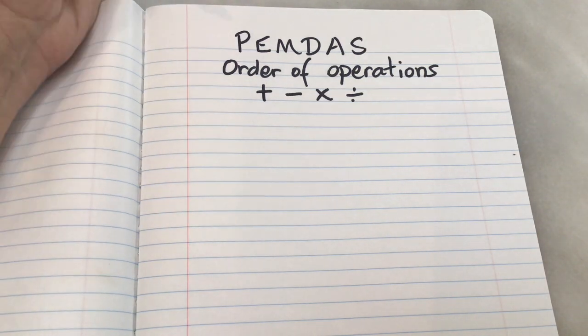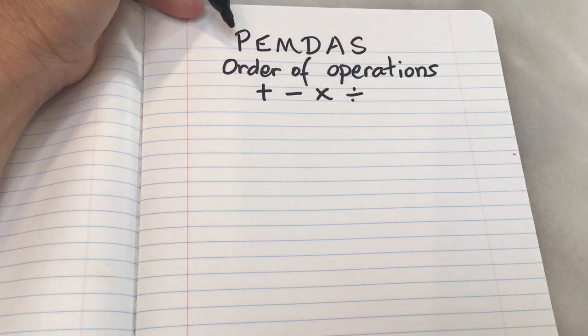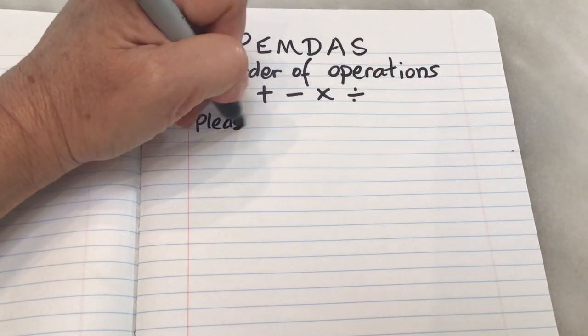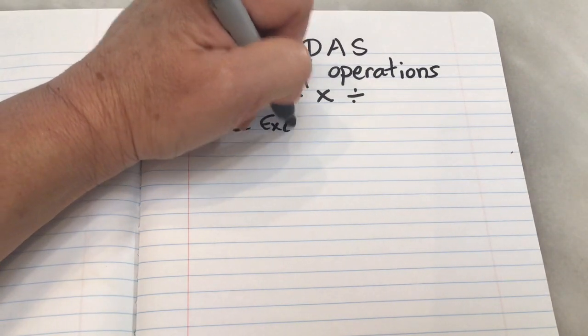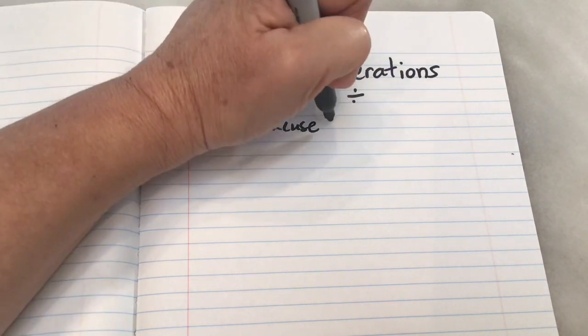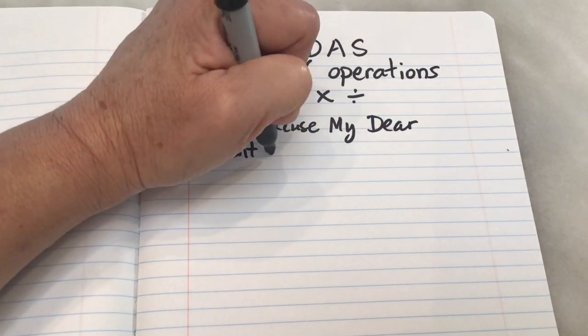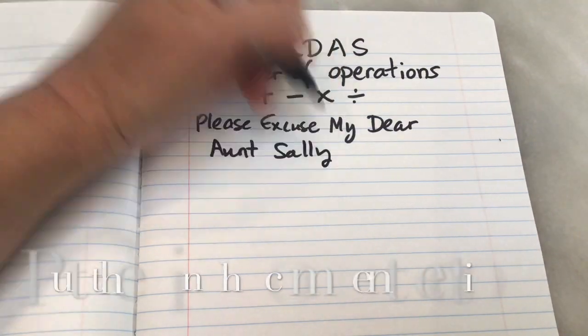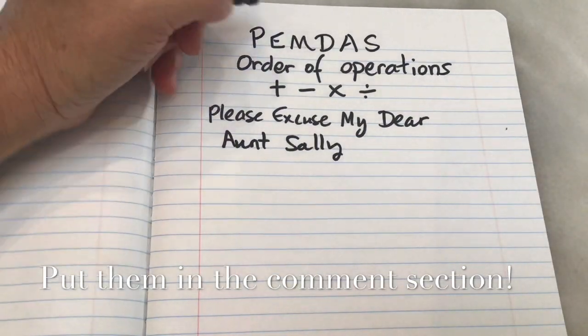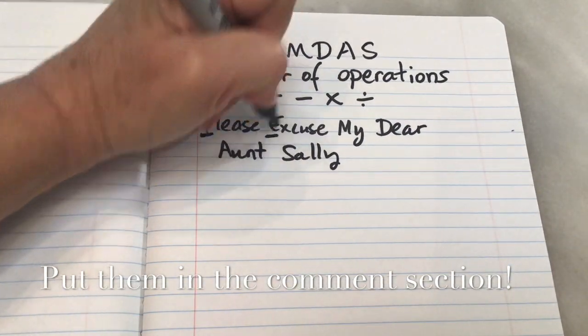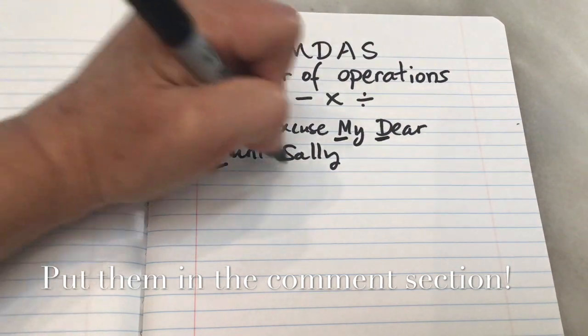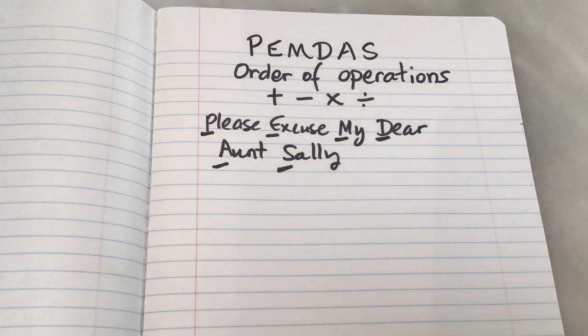Now, a lot of people know the good old acronym Please Excuse My Dear Aunt Sally to remember what the order of operations is. Have you guys heard of that one? Have you guys heard of any other ones besides Please Excuse My Dear Aunt Sally? I know my students have a lot of different ones, but you can see the first letter of each of these words makes the acronym PEMDAS. And what that gives us is the order.